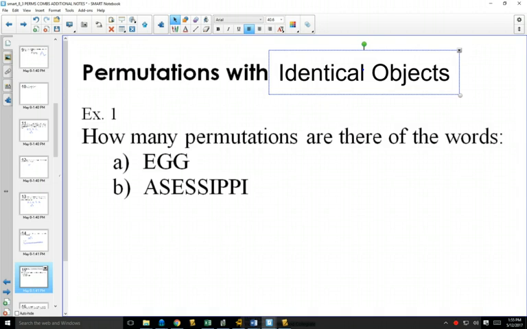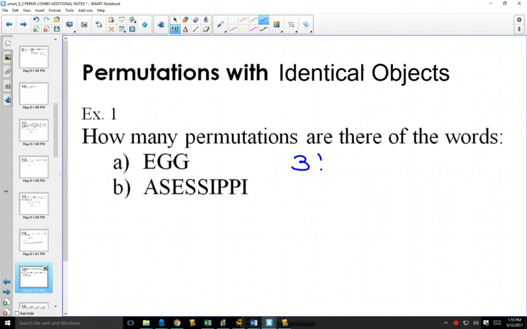How many permutations would there be with the word egg? Well, we've done this before. Normally it would have been 3 factorial, but we've got 2 g's, so we've got to divide by 2 factorial. Mississippi, 1, 2, 3, 4, 5, 6, 7, 8, 9. 9 factorial normally, but we have 3 s's, 2 p's, 2 i's.